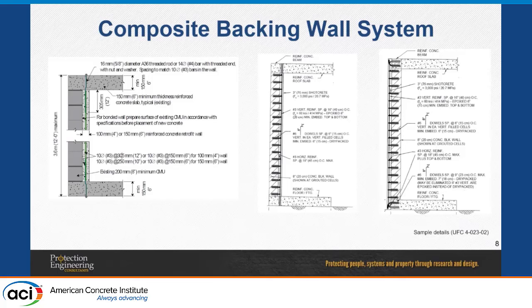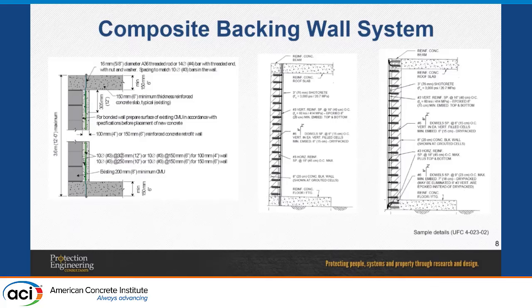Another example, composite backing wall system. So this could be whether it's a concrete wall or a reinforced masonry wall. So it consists of adding a layer of concrete with reinforcement. There is a document from the UFC, a UFC document, 4-02-302. I don't think it's actively maintained anymore, so it's kind of older, and again, it's not updated. But this document provides some general details for different retrofits. This is just one of them.